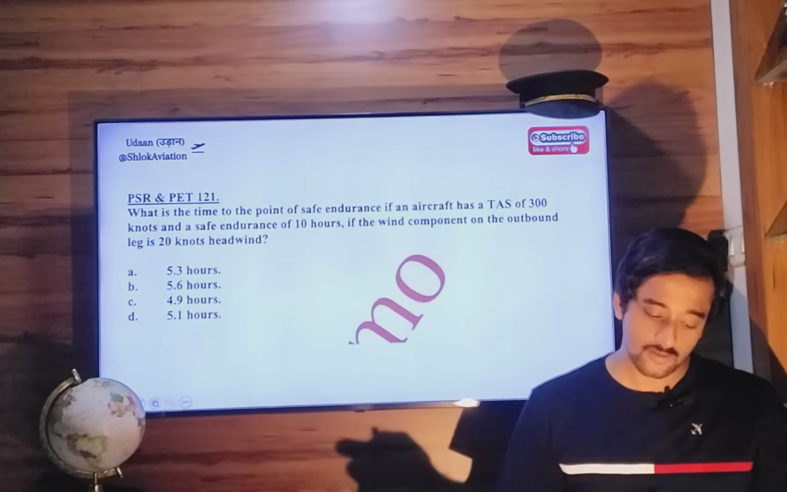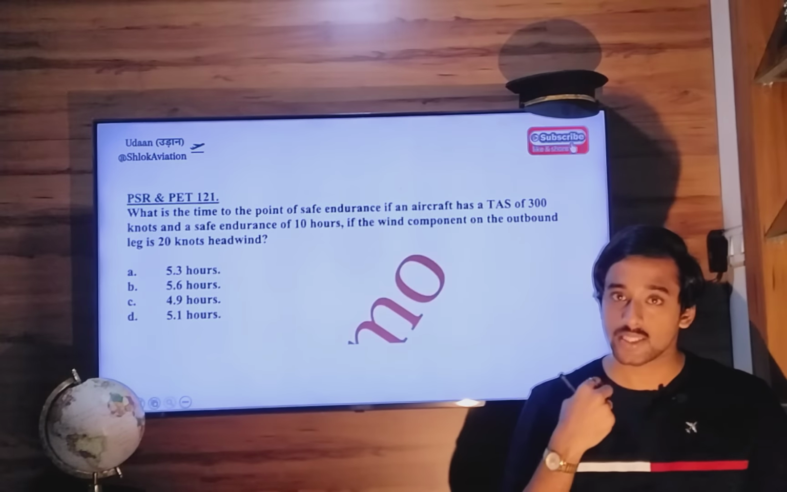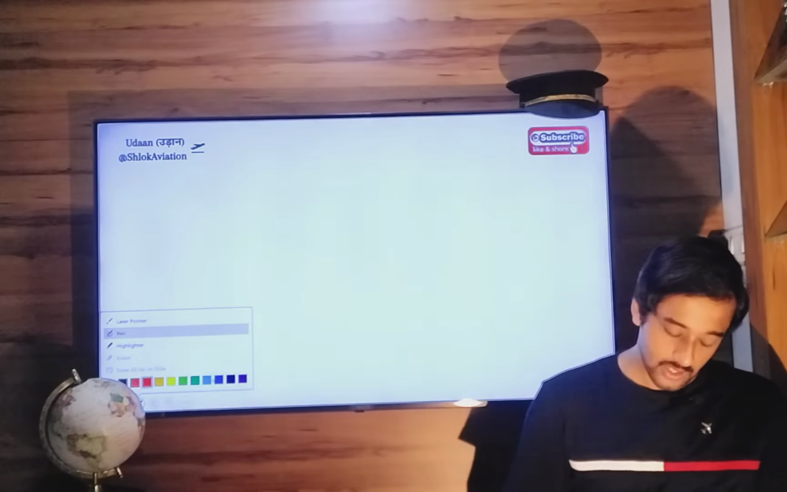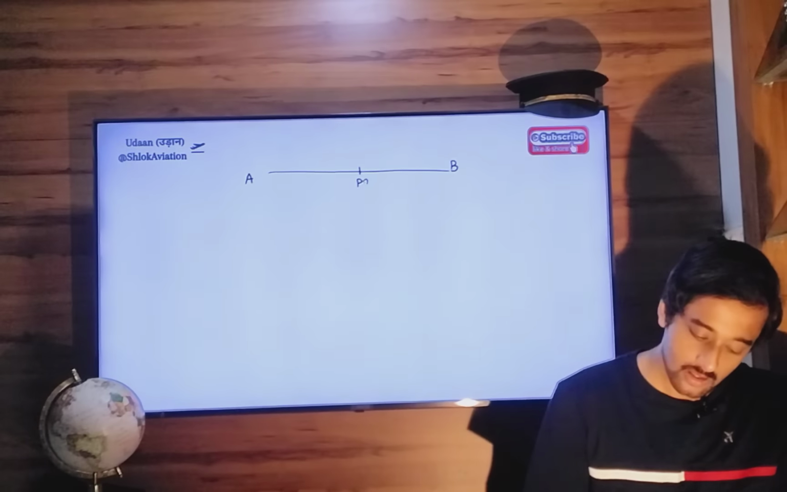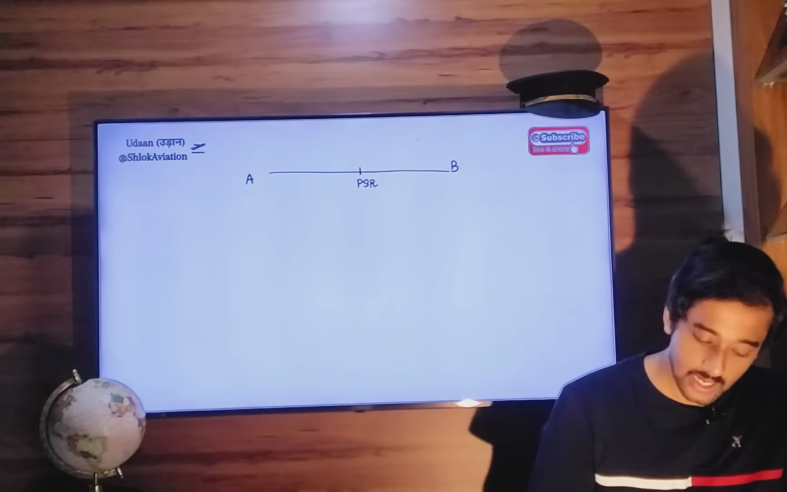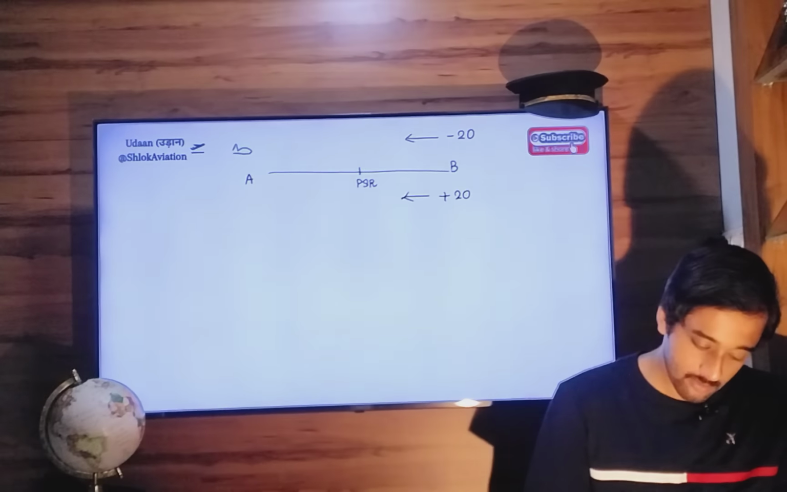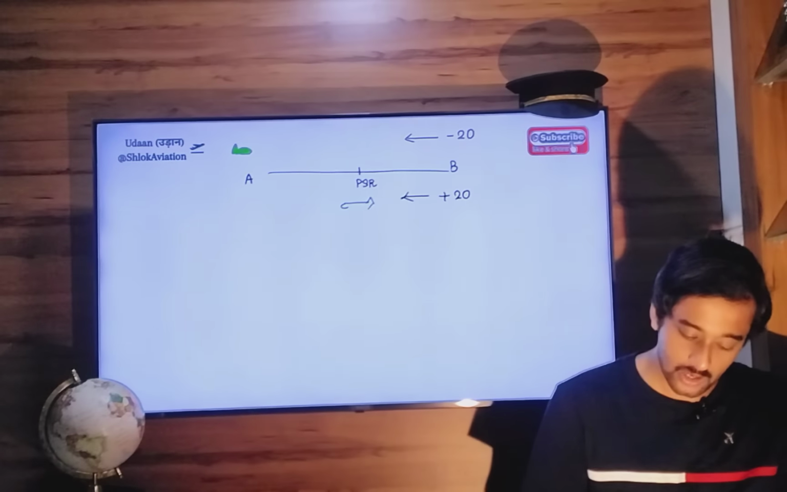What is the time to the point of safe endurance if the aircraft has a TAS of 300 knots, endurance 10 hours, if the wind component on the outbound leg is 20 knots headwind? So here is your point A, here is your point B, this is your point of safe return. You're faced with a 20 knot headwind on the outbound leg. On the homebound leg, that same wind will become a 20 knot tailwind. Here is your aircraft at point A. Here is your aircraft at point of safe return.